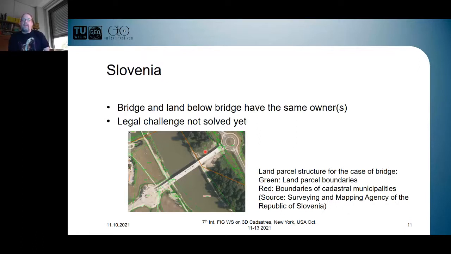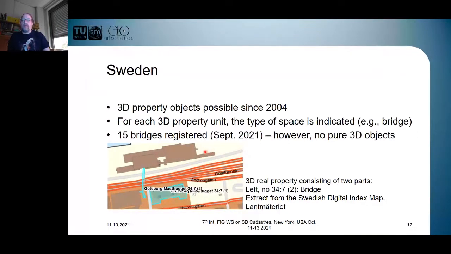Sweden does have the possibility to document and register 3D property objects since 2014. And a 3D property unit has an indicated type of space. And one of the possibilities is bridge. Our two colleagues from Sweden looked it up, and they found 15 bridges that are currently registered in Sweden. However, there are no pure 3D objects. The example shown here is this part is a bridge connecting the two buildings. This here is a pure part of the building or building itself. So typically it's not bridges per se that are documented, but bridges that are connected to some other construction.